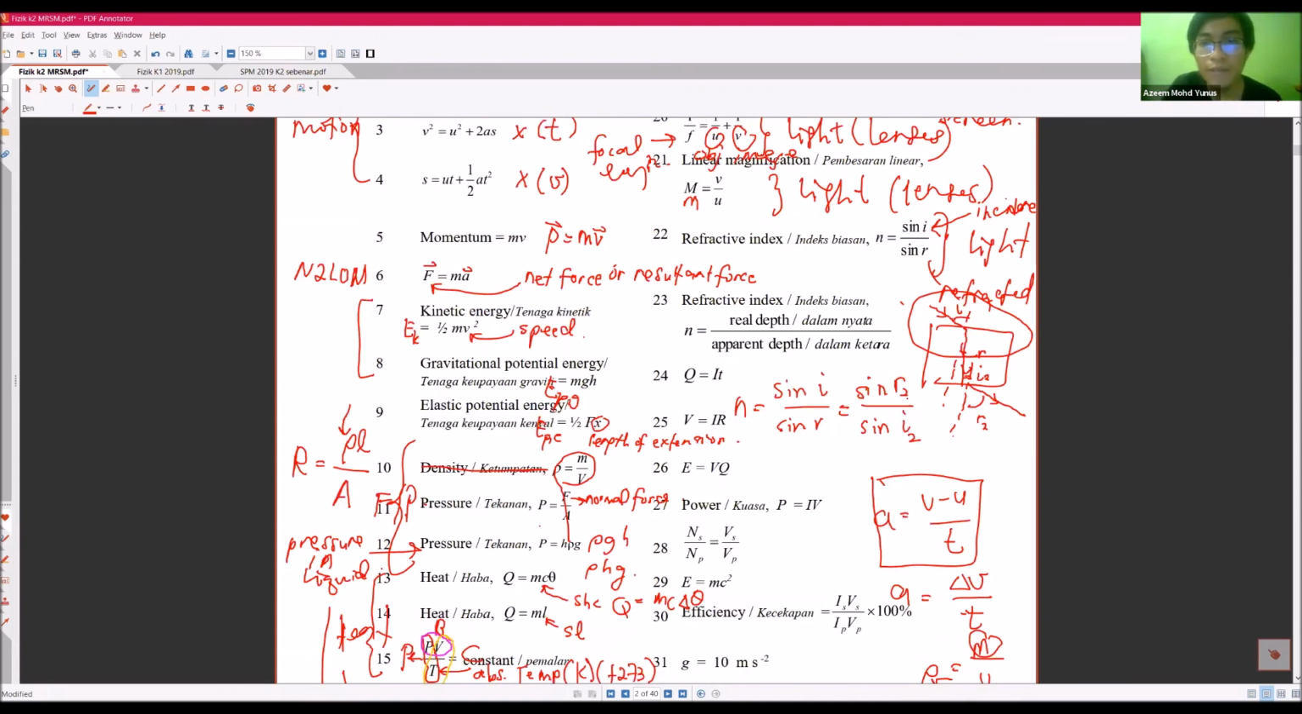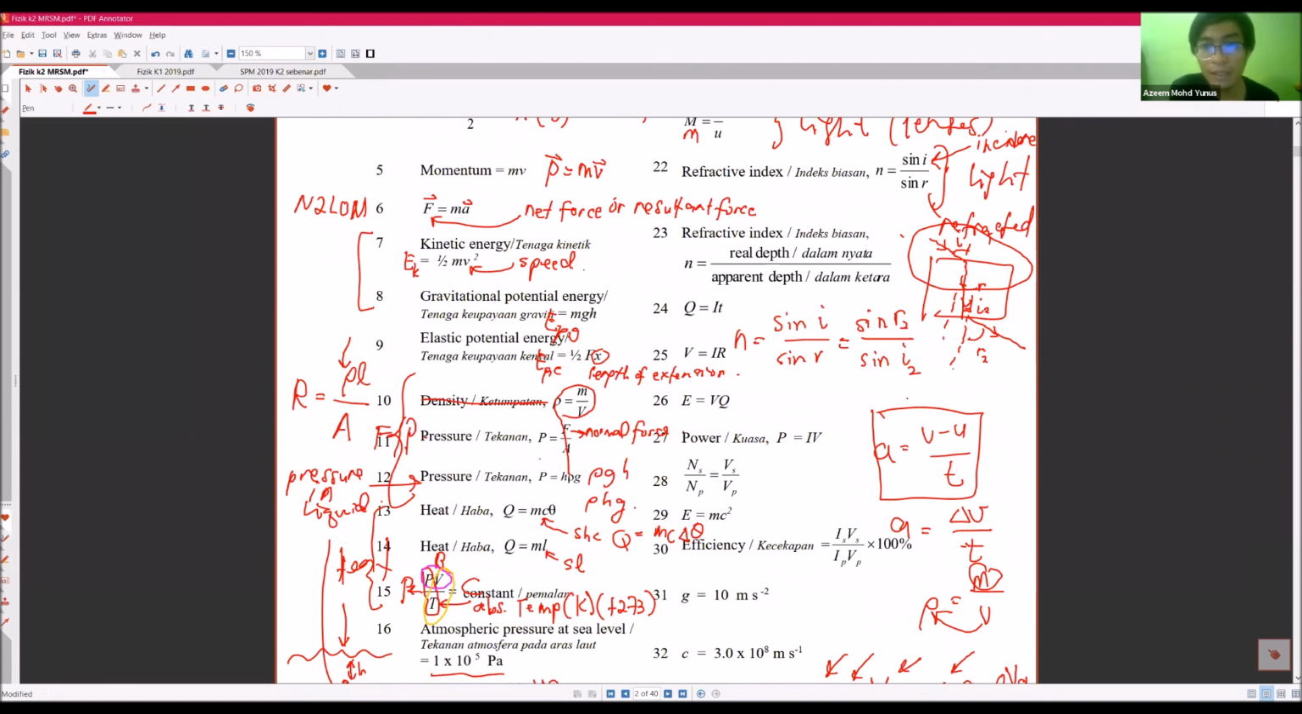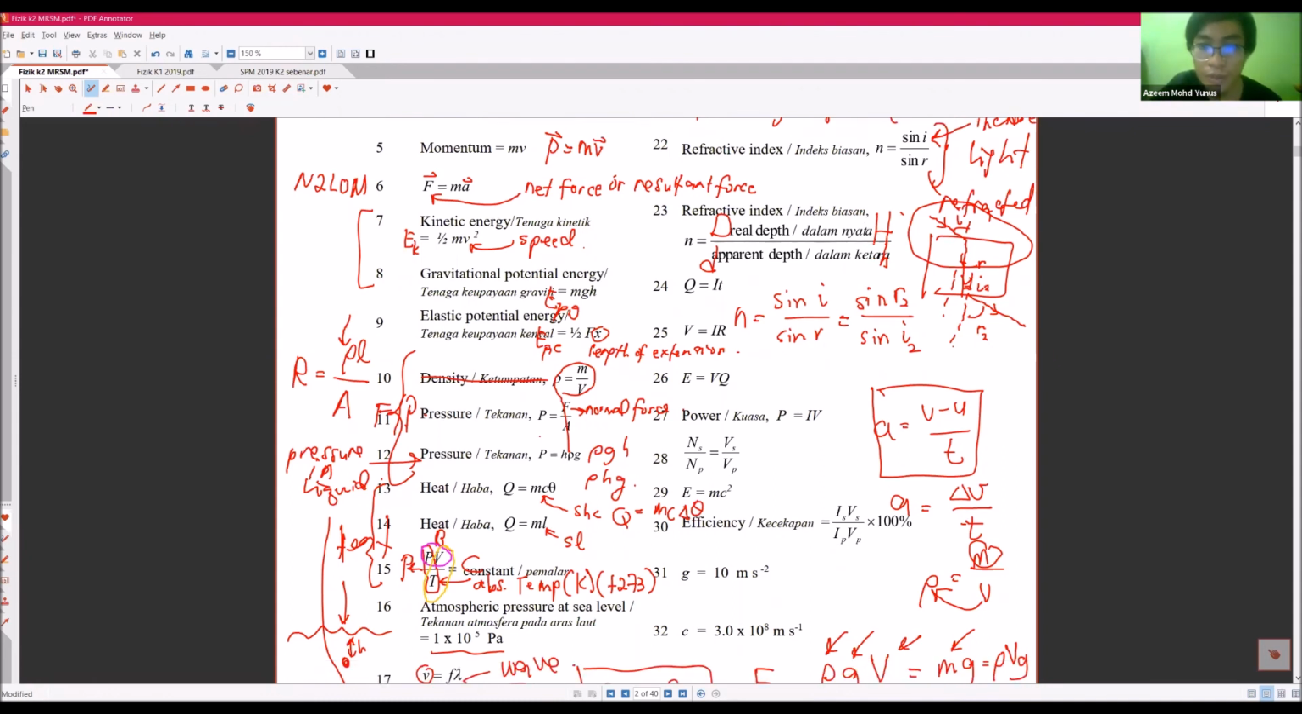Number 23, n can also be calculated using real depth and apparent depth. Real depth is D, apparent depth is small d. For the new SPM, they're given the big H and small h. Just the same thing. Make sure the units are the same first before you use the formula.